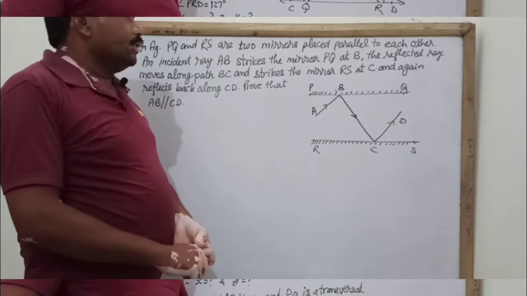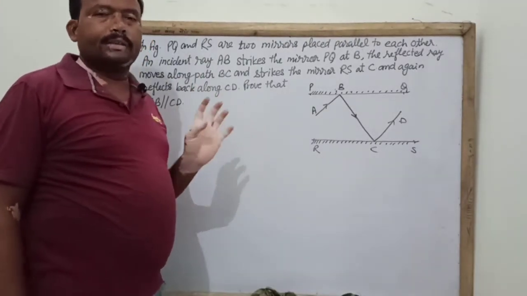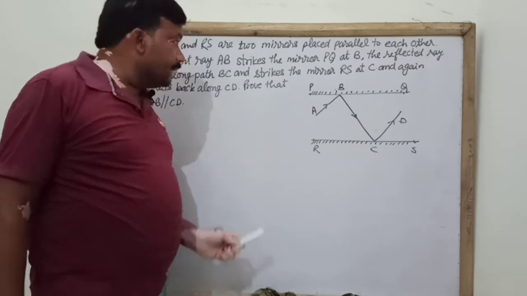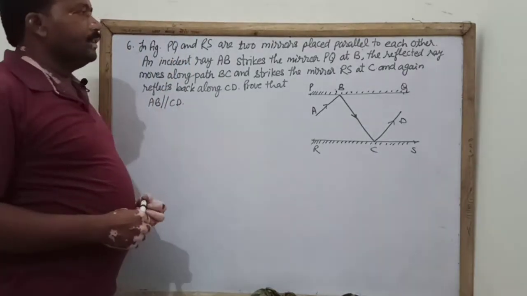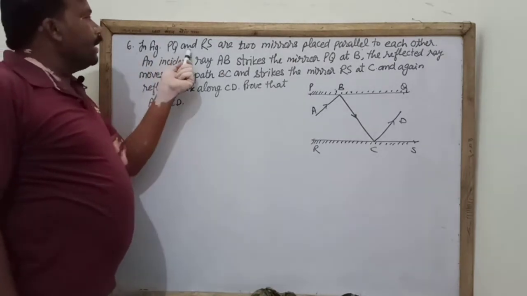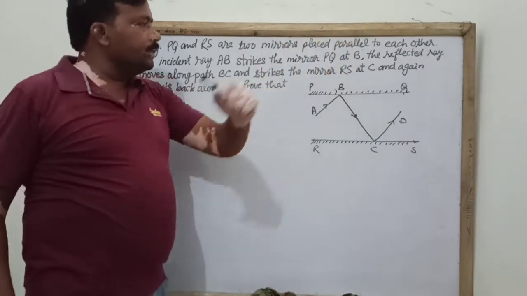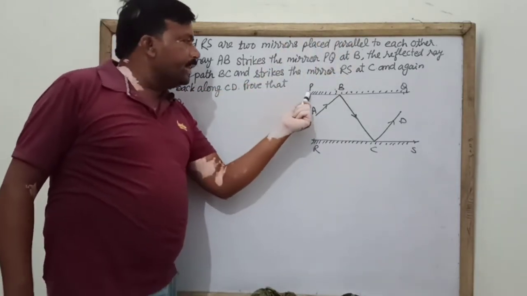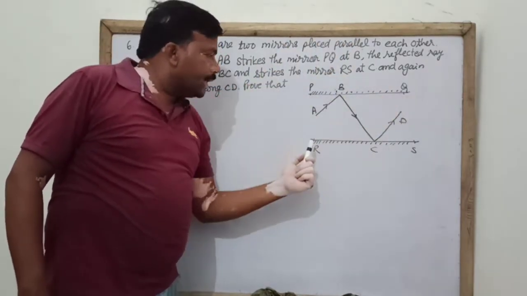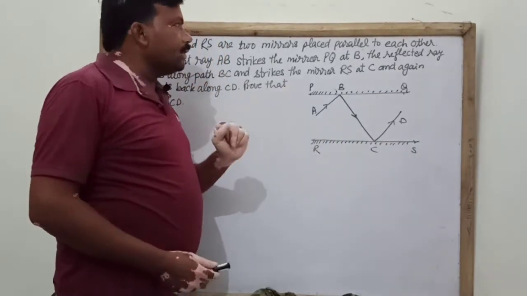Now move to next question. Now this is our sixth question and last question of this exercise. So what is in this question? We can read here in figure. PQ and RS are two mirrors placed parallel to each other. Means in figure, PQ is this mirror and RS is this mirror. These two are parallel to each other.